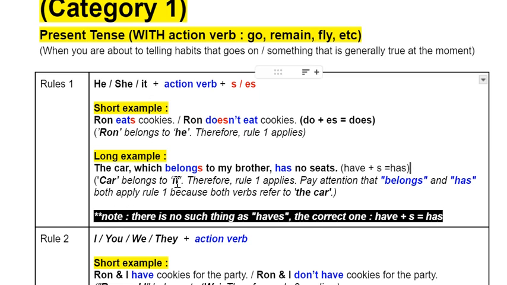The car, which belongs to my brother, has no seats. Okay, the car belongs to it. Therefore, rule number one applies. Pay attention that "belongs" and "has" both apply rule number one because both verbs refer to the car. What belongs to my brother? The car. What has no seats? The car. So the car has no seats. The car belongs to my brother.